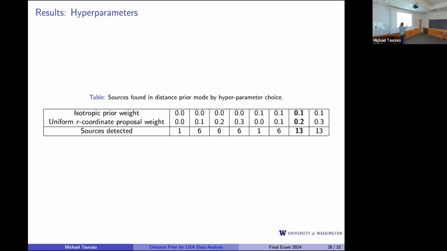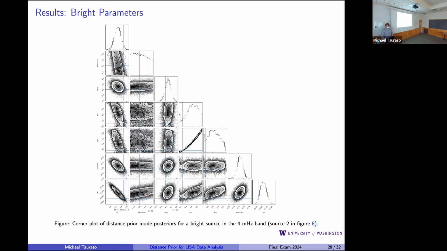It turns out that the best combination, which is the lowest amount of this artificial push that I'm putting on it with both of these, but still gets good results in terms of finding enough sources in this frequency band where we're expecting to find 13 or 14 of them, is 0.1 and 0.2. And so this is another way to double check that I haven't put my finger on the scale too much with the way I'm designing these proposals.